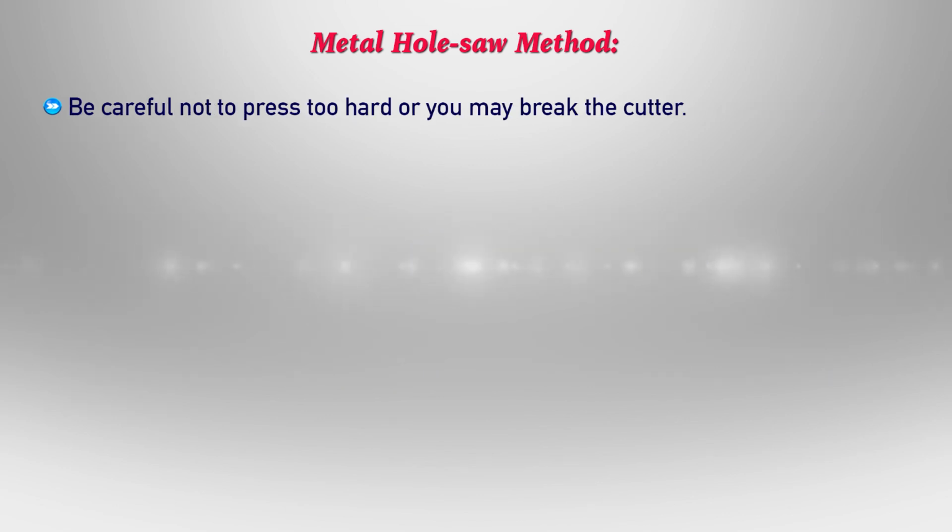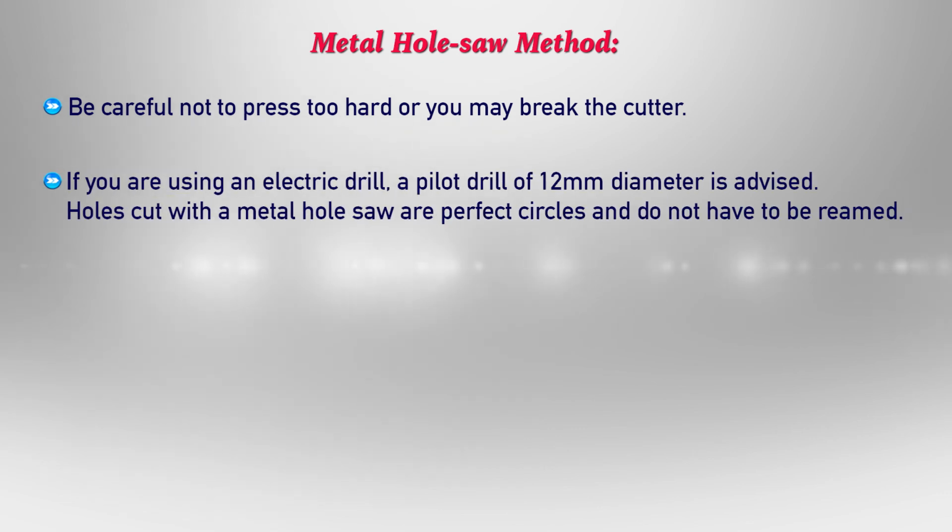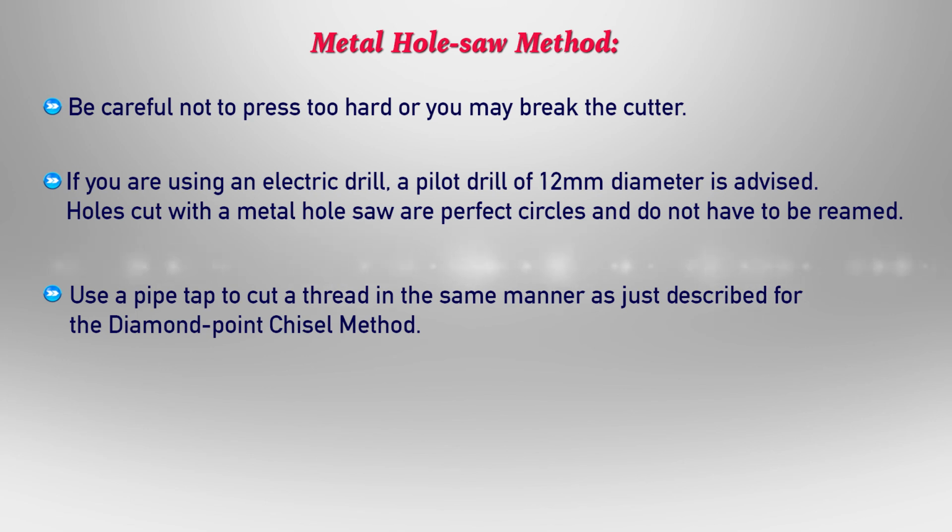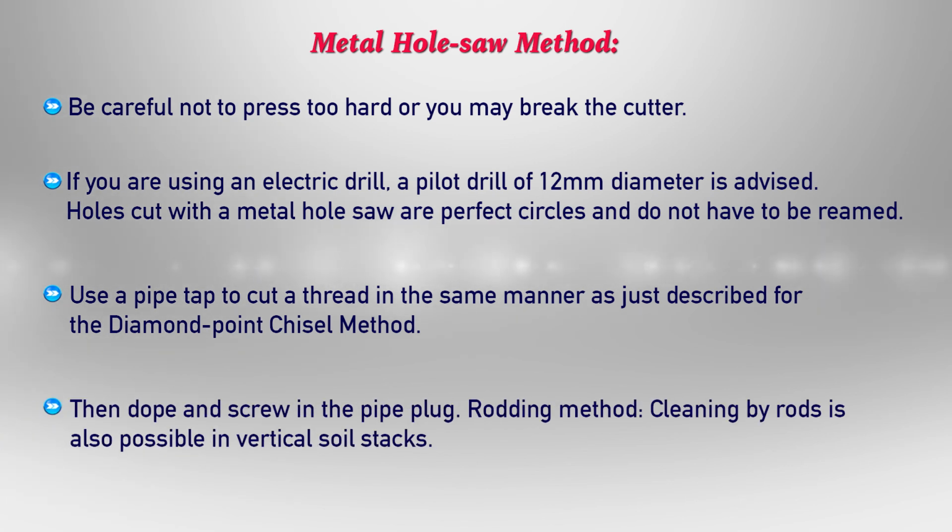Be careful not to press too hard or you may break the cutter. If you are using an electric drill, a pilot drill of 12 mm diameter is advised. Holes cut with a metal hole saw are perfect circles and do not have to be reamed. Use a pipe tap to cut a thread in the same manner as we just discussed for the diamond point chisel method. Then dope and screw in the pipe plug. So this way you can make the hole in the cast iron pipe.